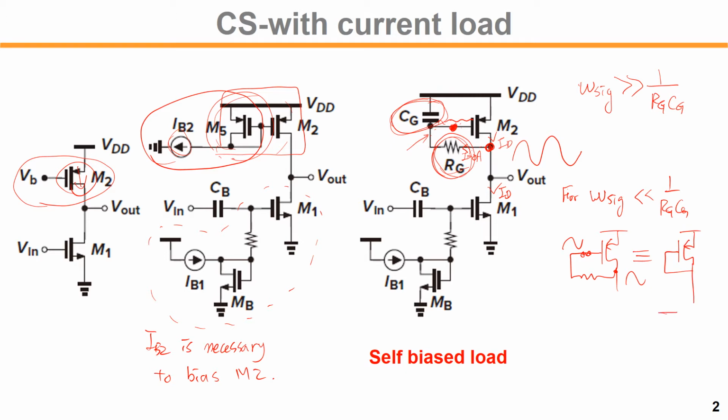In that case, the output impedance becomes 1 over gm, right? For this self-bias scheme, if the signal doesn't pass through the RG and is filtered, then the output impedance at the frequency of interest is just the ro, right? ROP. So this is quite a nice way to self-bias.